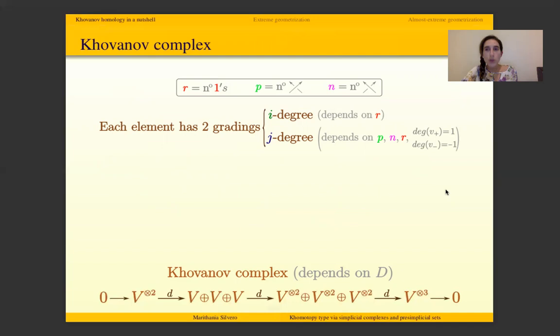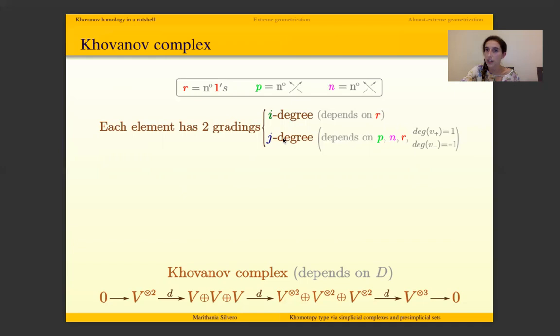So where are those two gradings? The first one, the i degree, is the homological degree, and it depends on how many r's you have, meaning how many ones you have. Recall that in each column, as you move to the right, you are going to have one more one label. So this is the homological grading, i. And j is the quantum degree, and it depends on the number of positive crossings, negative crossings, the number of ones in the state, and also the inner degree of the element you have. Because recall, V is a graded vector space, so each element has an associated grading. So this grading is contributing to this j degree, okay?